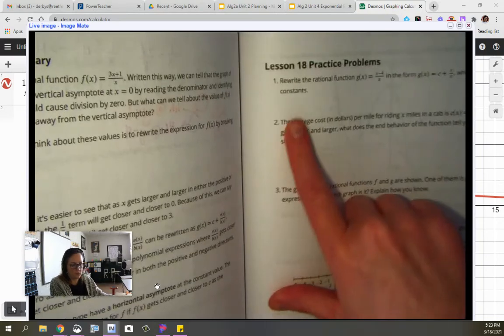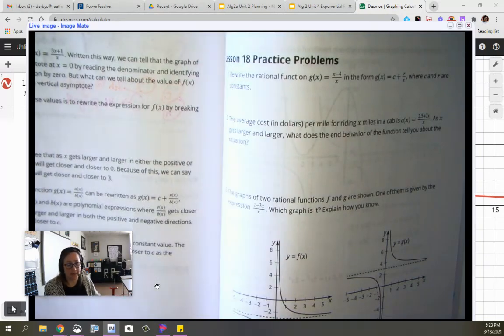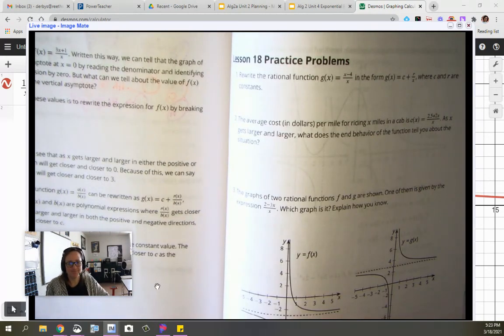So your goal now is to complete practice problems in lessons 17 and 18. When I come back, we will do a graph matching activity that will be looking at these horizontal and vertical asymptotes. Thank you, friends.